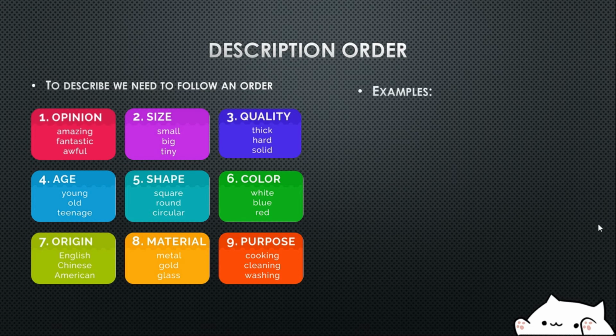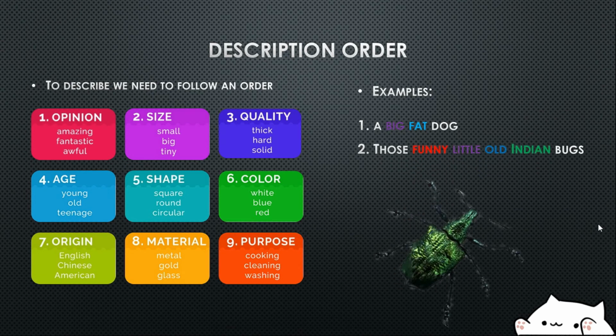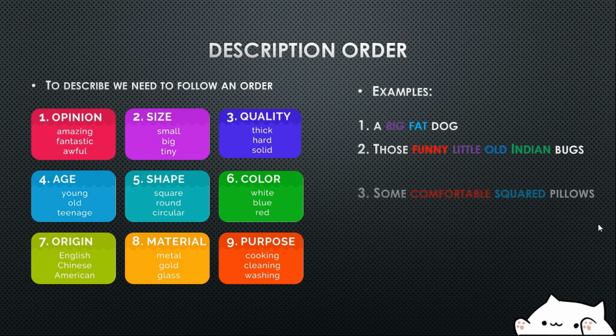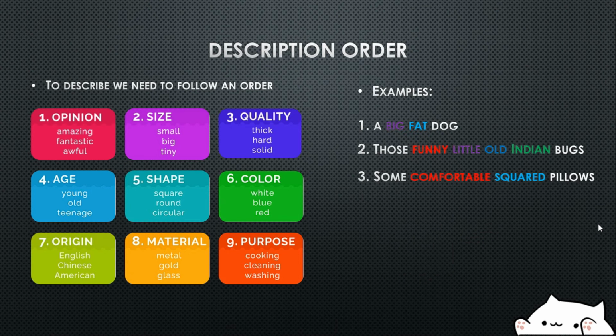Now, using this order, here we have some examples: a big fat dog, those funny little old Indian bugs, and some comfortable square pillows. As you can see here, it's not necessary to use all the categories. Just use the ones that you need that are important but following the correct order.